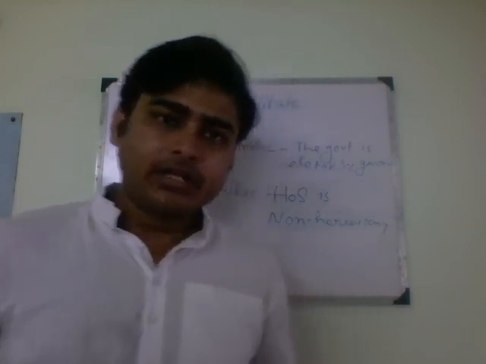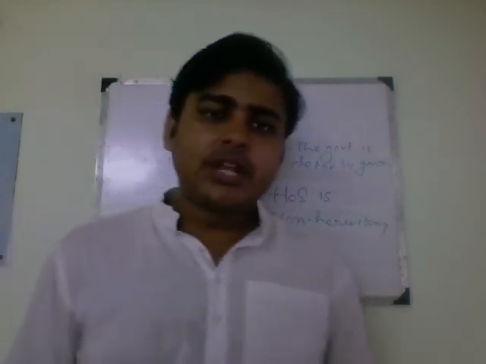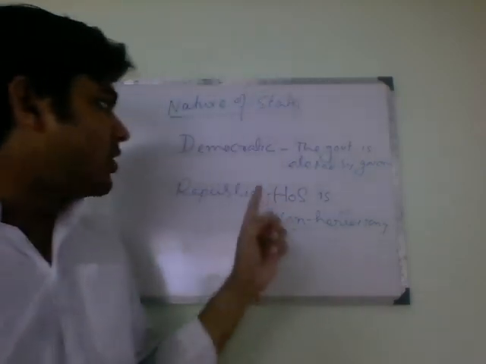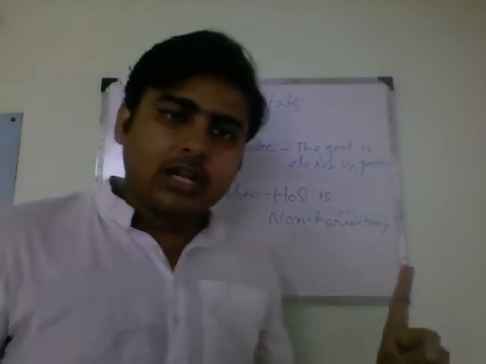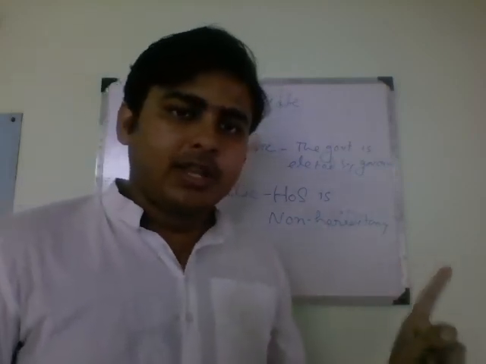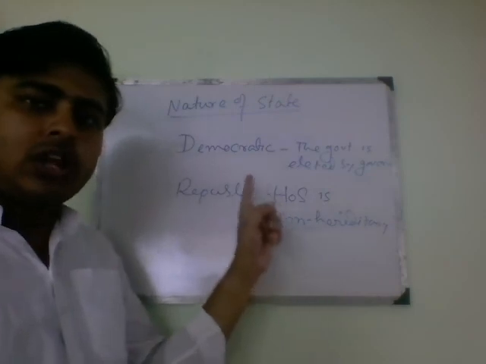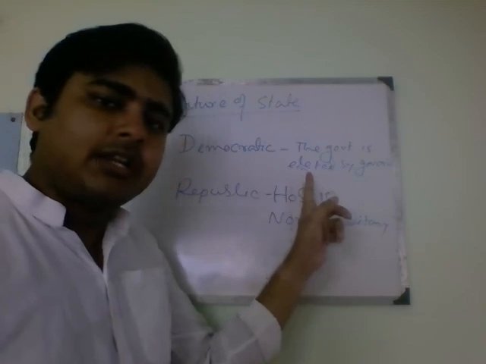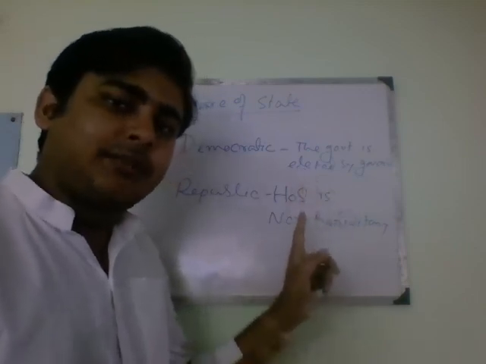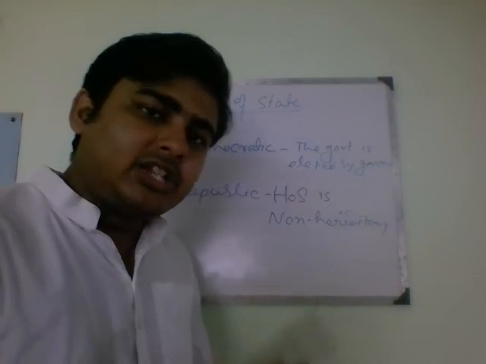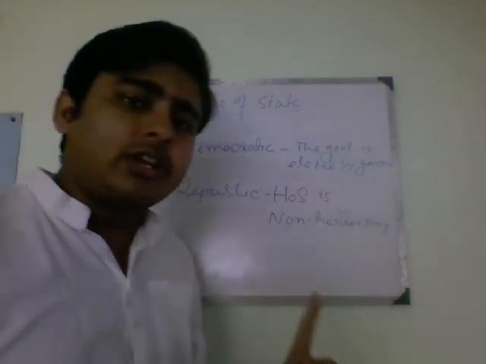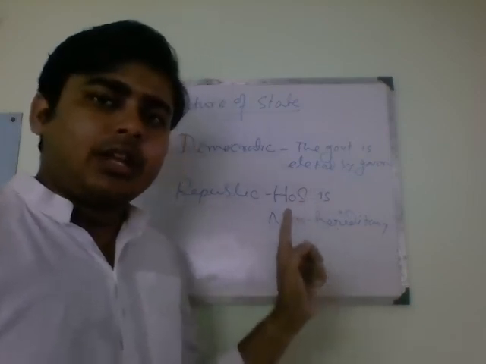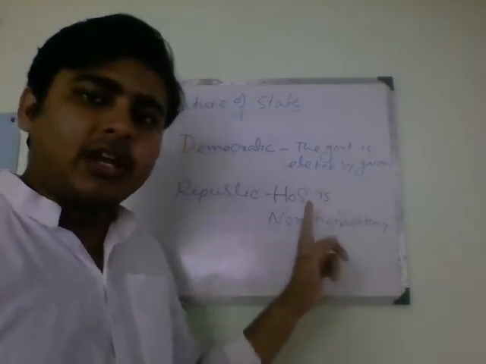Now there are many countries where the head of state is not elected. For example, China. China is not a democratic country because in China the government is not elected. India is both, because the government in India, which is run by the prime minister, is democratically elected, and the head of the state, that is the president, is also elected. In China, the government is not elected by the people. So China is not a democratic, but China is a republic.